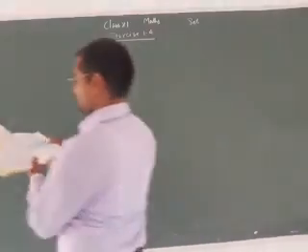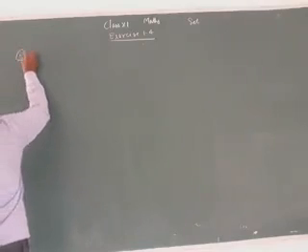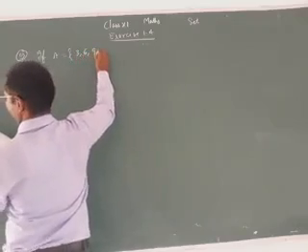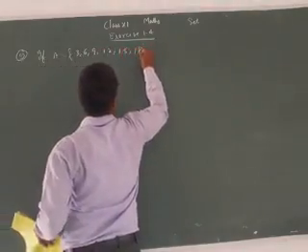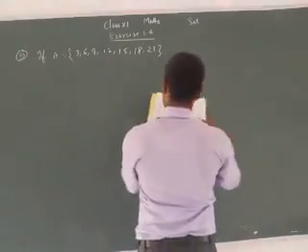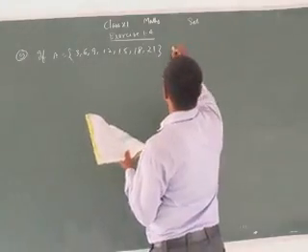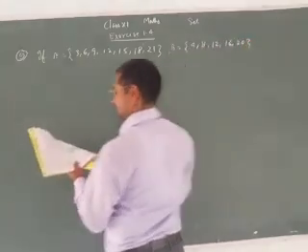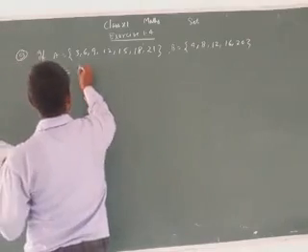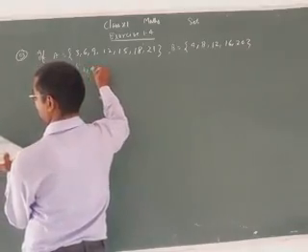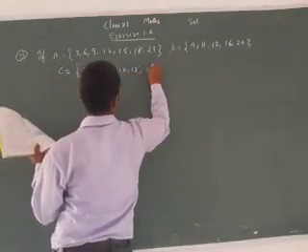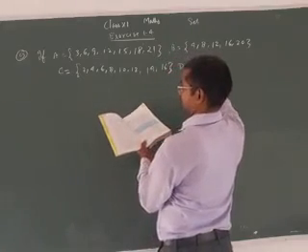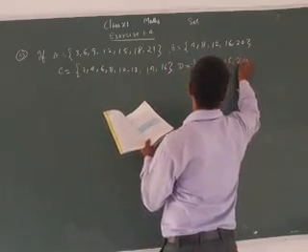And question number 9. If set A is 3, 6, 9, 12, 15, 18, 21 and set B is equal to 4, 8, 12, 16, 20 and set C has elements 2, 4, 6, 8, 10, 12, 14 and 16 also. And set D is equal to 5, 10, 15 and 20.